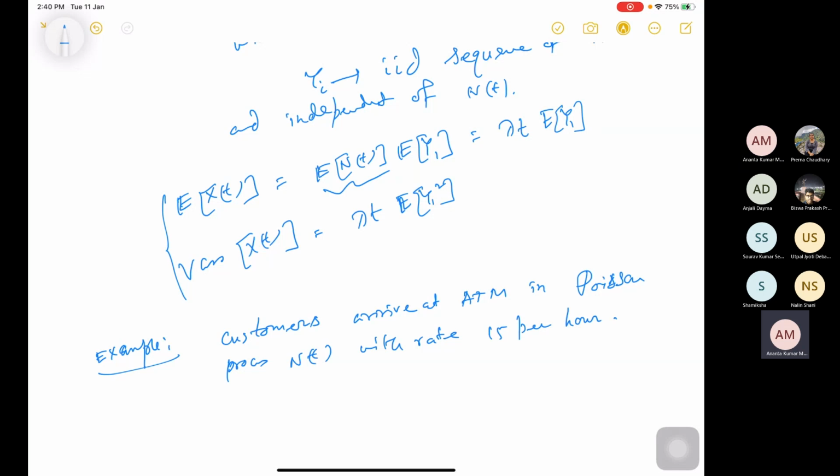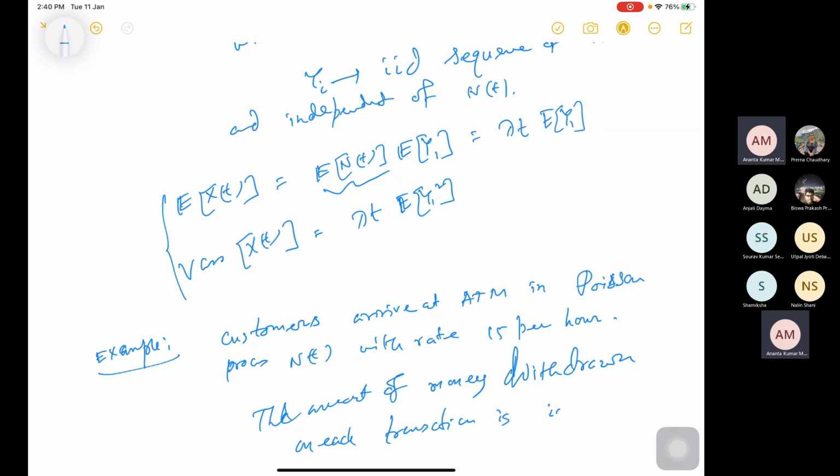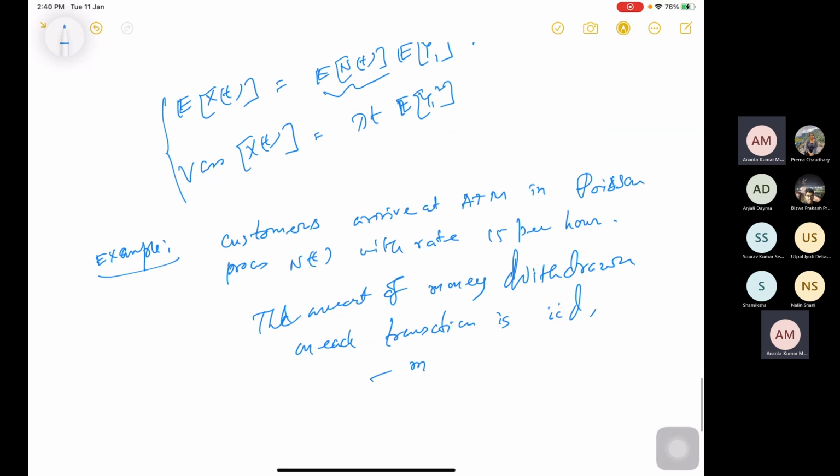Now suppose that the amount of money withdrawn on each transaction is IID, and it has a mean m, say 20, and standard deviation sigma, suppose 50. So the amount of money withdrawn on each transaction follows an IID random variable with mean m, which is 20, and standard deviation sigma equal to 50.